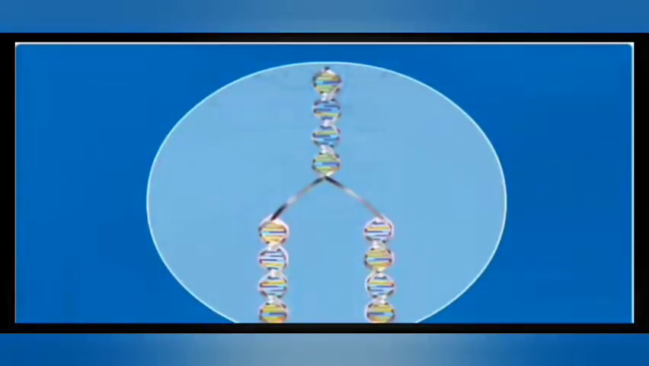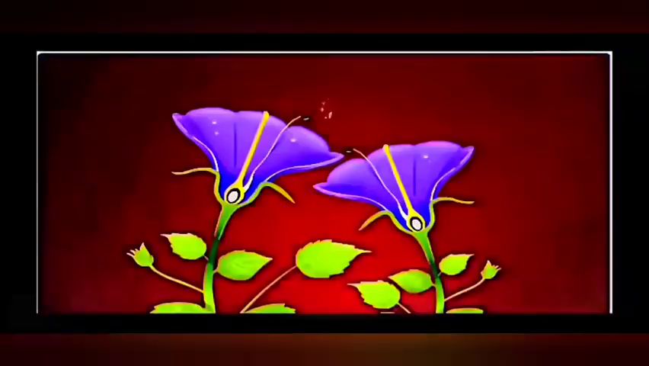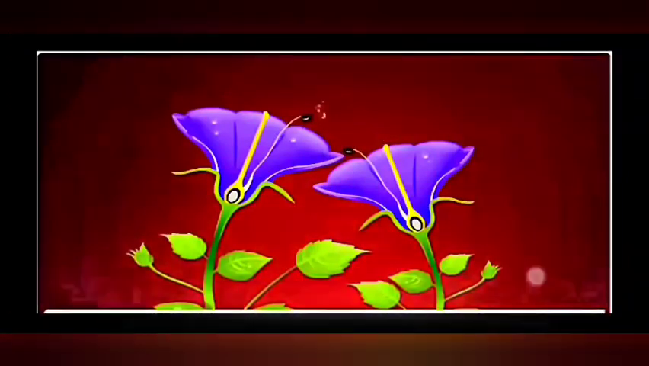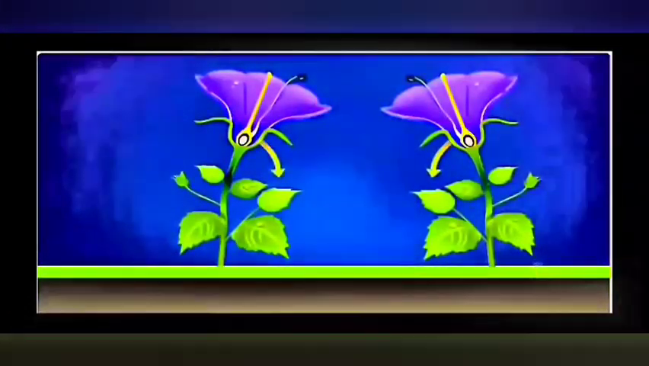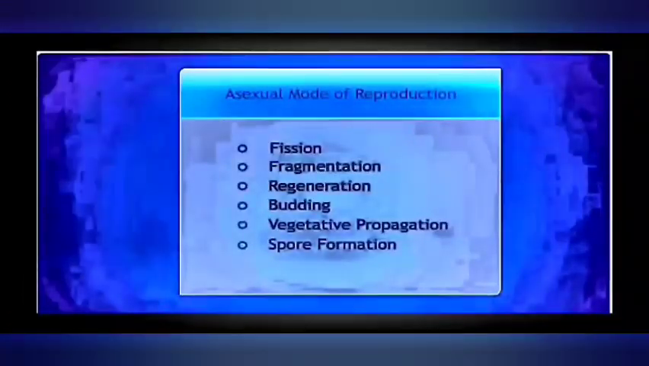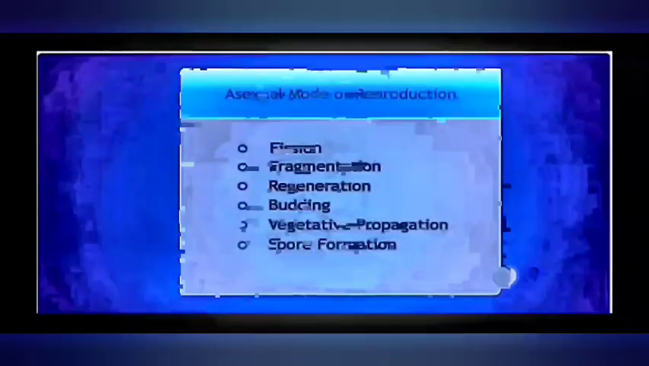Now this reproduction is of two types, you already know, asexual and sexual. In asexual reproduction only one parent is involved, whereas in sexual reproduction two parents are involved, and the organisms produced after sexual reproduction show variations, whereas in asexual reproduction there are no variations. We have already studied different types of asexual reproduction. We will just quickly recapitulate them.